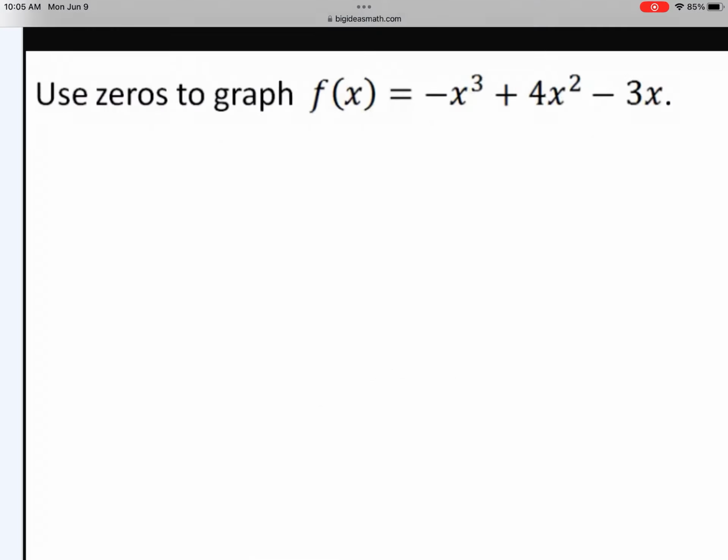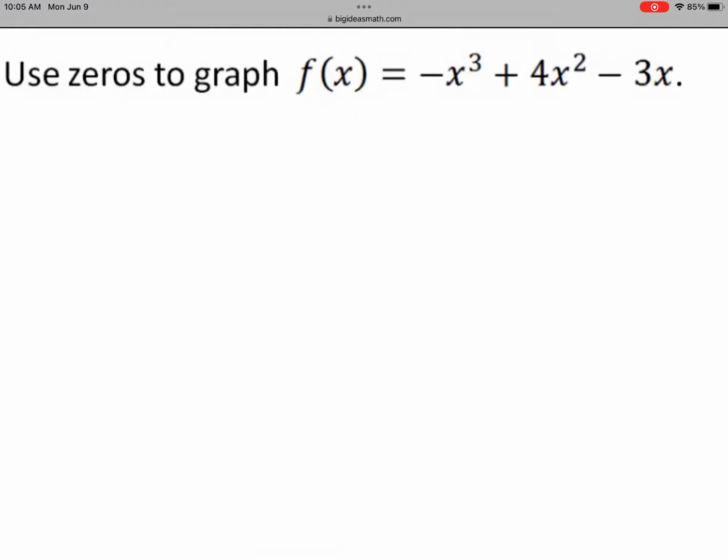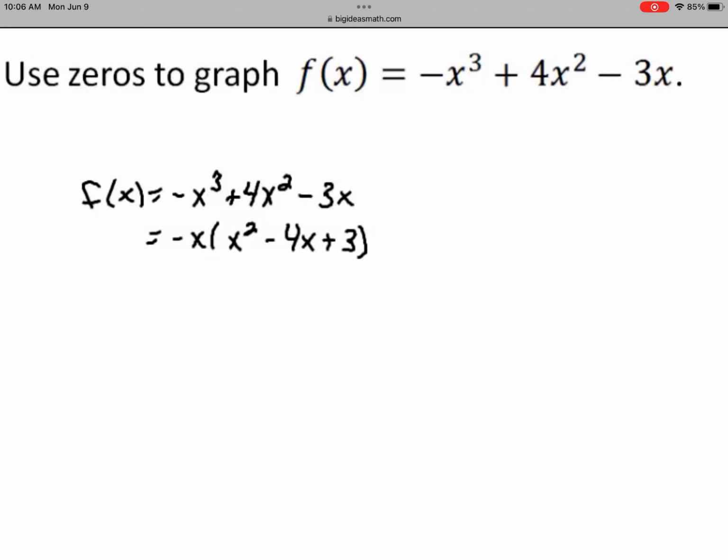Use zeros to graph f of x equals -x cubed plus 4x squared minus 3x. Notice that the polynomial that defines the function is factorable, so write the function in intercept form and identify the zeros. -x cubed, 4x squared, and -3x have a common factor of -x. So factor -x out of each term.